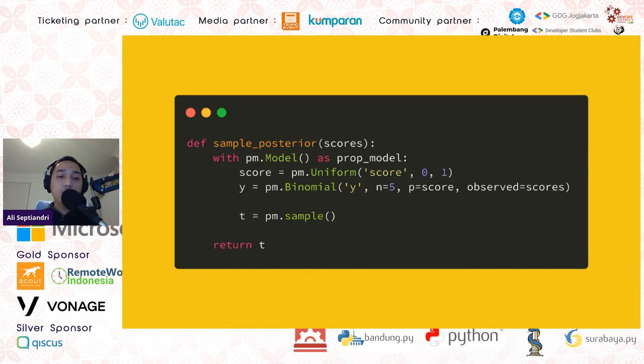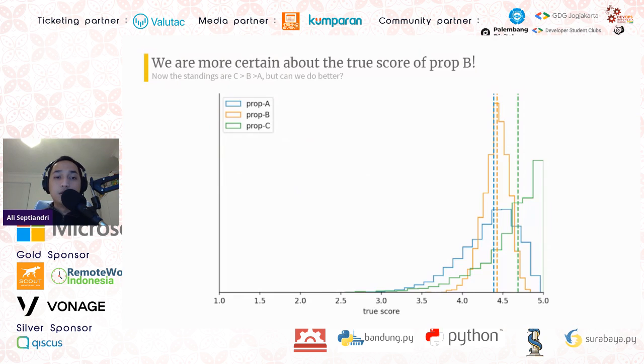So we define this as a function, so we can call it for each property, and we'll get something like this. In this case, we can see that we are more certain about the true score of property B, since we have more review scores. Recall that property B has 20 reviews, while property A only has 4 reviews, and property C has 2 reviews. So the distribution is more tight, tighter in this case.